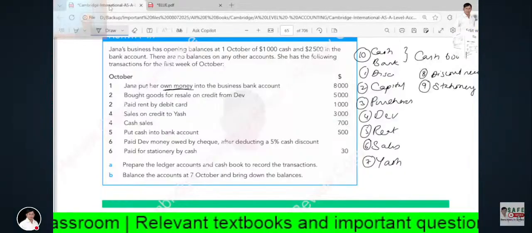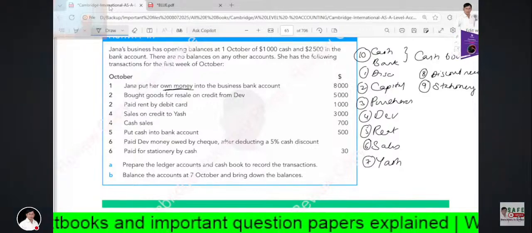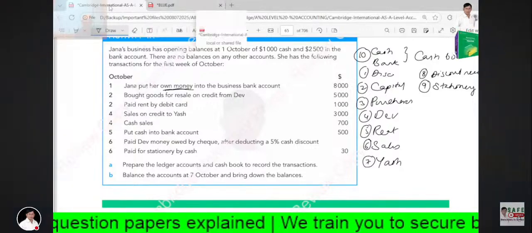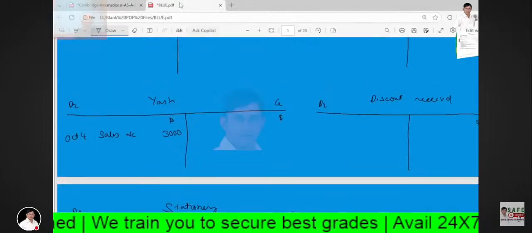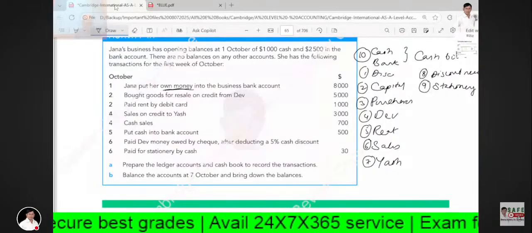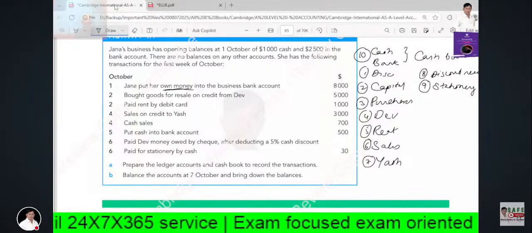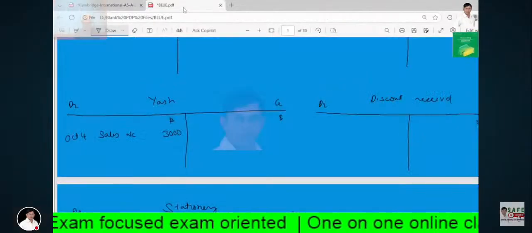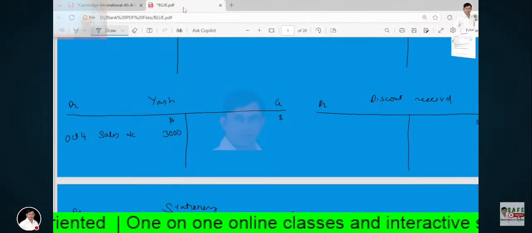Sold on Yash. Cash sales 700. So what is happening? Sales is happening and cash is coming. What date? 4th, cash sales 700.